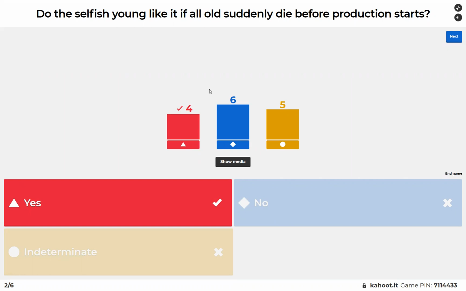I'm not sure what the no people were thinking. But you might think, maybe the old people before they die throw all their capital into the ocean to spite the young people or something like that. That could be as well. And then I guess indeterminate's the same. Anybody want to pipe in there about an alternative why you answered no or indeterminate?